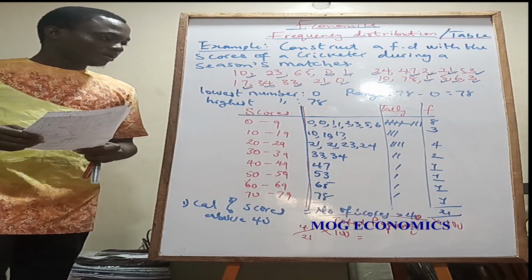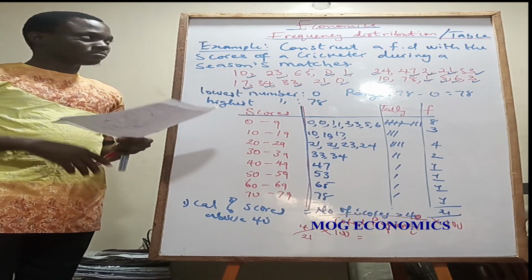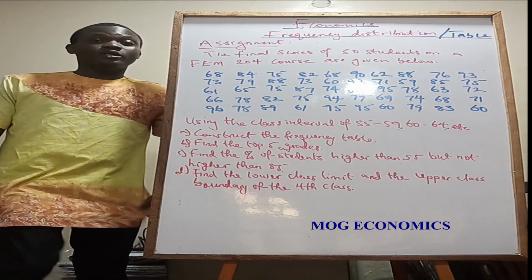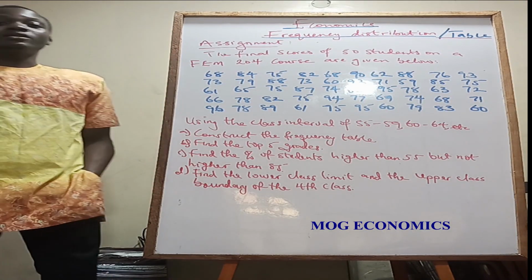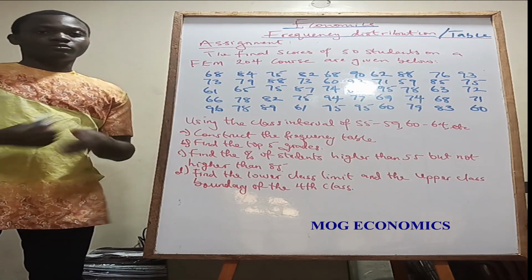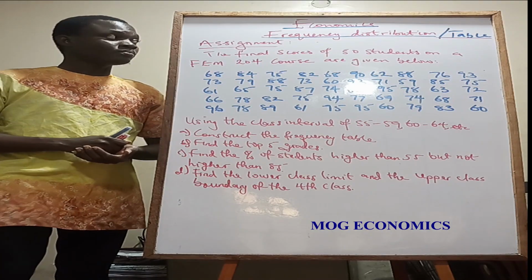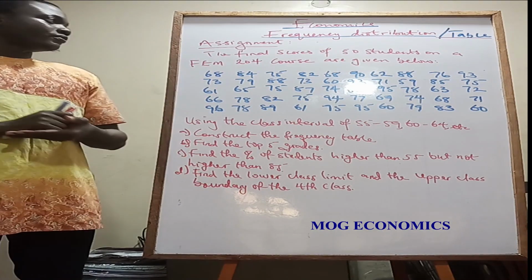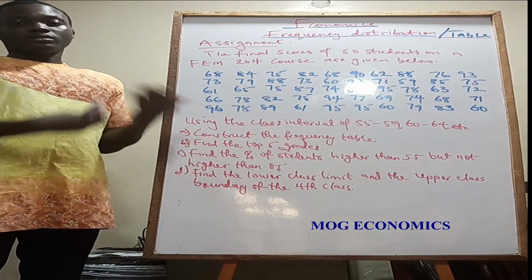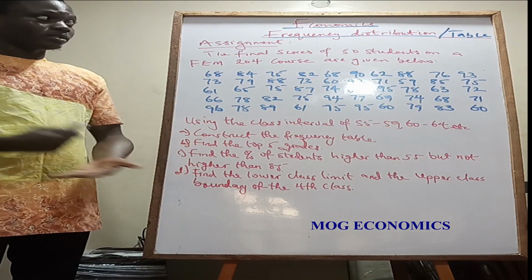So now let's get our assignments and then that'll be all for this lesson. I know, I teach you very simple things and give you very hard assignments. There's nothing hard in the assignment, it's just a combination of the things that you've been learning in this lesson so far. In your assignment, the final scores of 50 students on a FEM 204 course are given below.